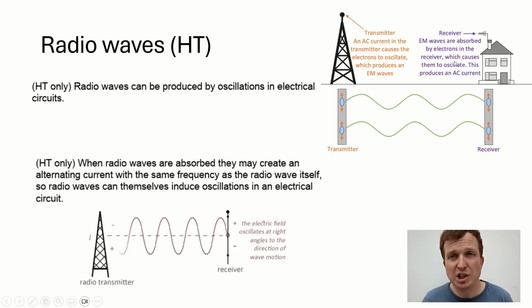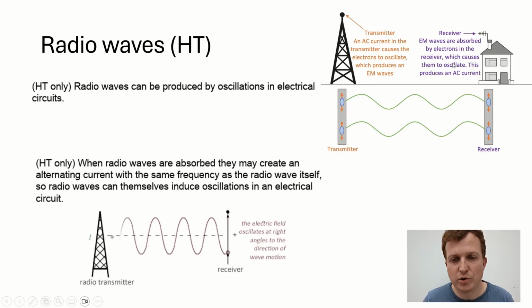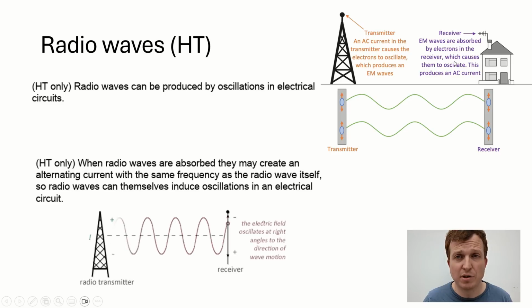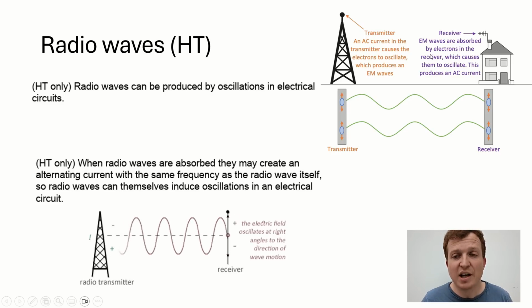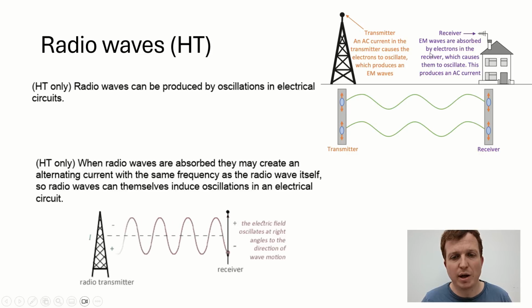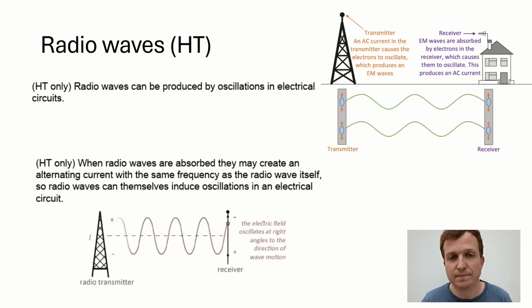So you can get really cheap, easy marks if you memorize this. This is literally just the specification. When radio waves are absorbed, they may create an alternating current in the aerial, which is metal, with the same frequency as the radio wave itself. So if the radio wave is 10 hertz, the electrons are going to go up and down 10 times a second, or at 10 hertz as well.